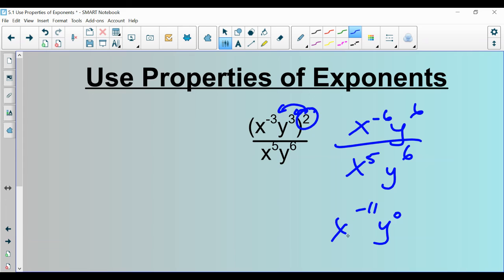Now, x has a negative exponent. That means that we know it's going to have to get moved and make the exponent positive. This is in the numerator now. It's going to get moved to the denominator, make the exponent positive. That takes care of the x. We also have a property that says anytime you're taking something to the 0th power, that is just 1. So 1 over x to the 11th would be our answer here.